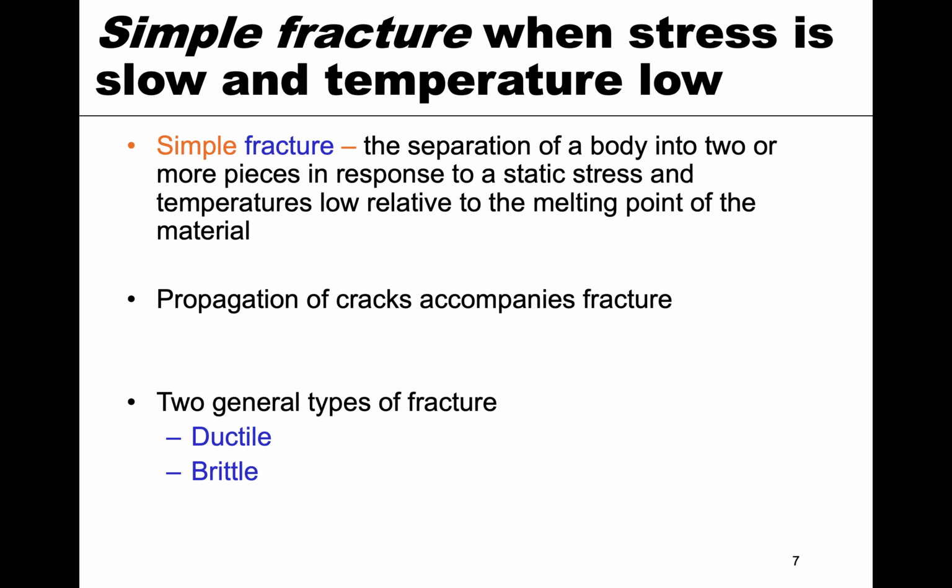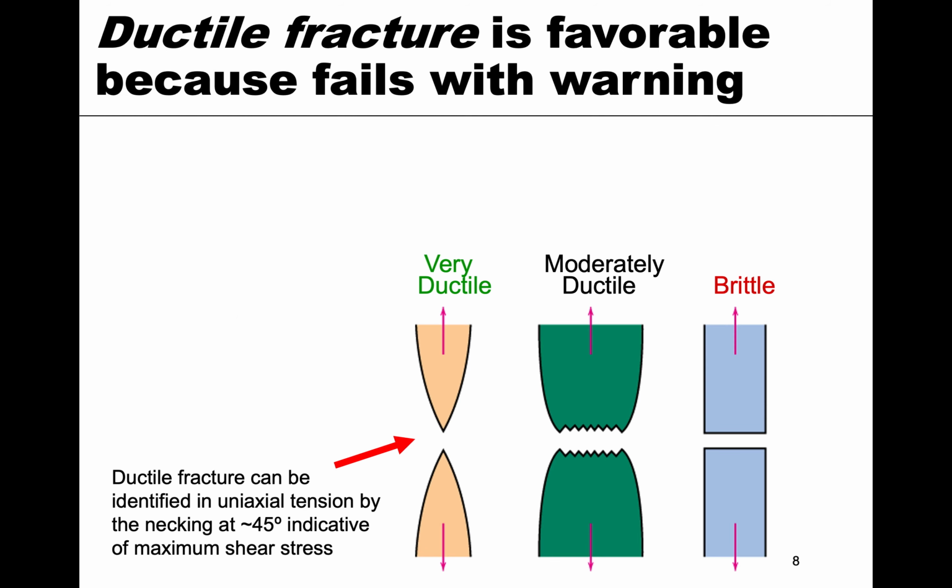There are two general types of fracture that we're going to talk about: ductile and brittle. We've used these terms before in the mechanical properties chapter, talking about ductility. So these are already concepts that we are aware of, but here we're going to refer to them in terms of the types of fracture. They're associated with ductile and brittle materials, but ductile materials can also fail in a brittle nature, and we'll talk about that as well.